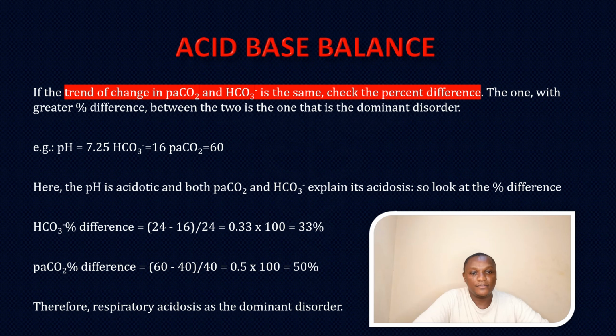Carbon dioxide difference, you know that the normal is between 35 to 45. The mean is 40. So you need to take what is given, that is 60, minus 40, divide by 40, you'll get 0.5, times 100, you'll get 50%. So you find that in this case, the carbon dioxide is at 50% and bicarbonate at 33%. Therefore, the respiratory acidosis is the dominant disorder, because we said the partial pressure of carbon dioxide, which is now at 50%, is the indicator for the respiratory function.